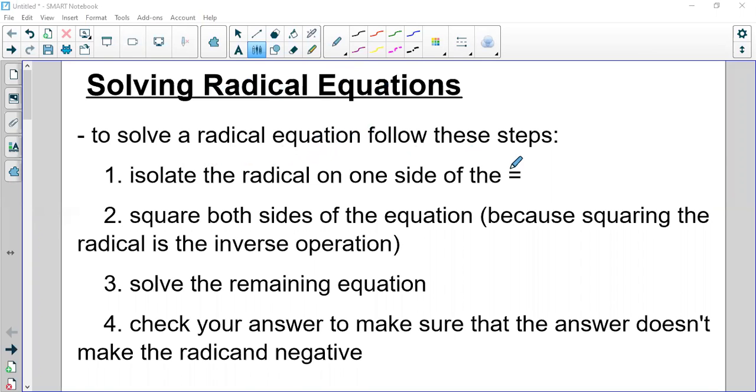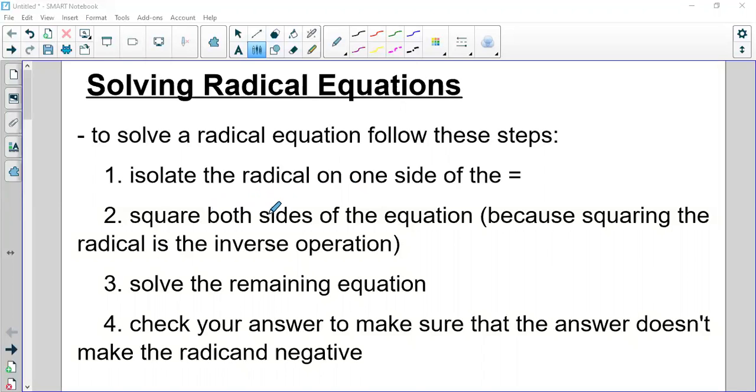So if there's a number outside the radical, adding to it, subtracting from it, multiplying it, whatever, you need to get that number to the other side of the equal sign. So you're isolating the radical the same way you've isolated just an individual variable. Step two, you have to eliminate that radical by doing the inverse operation. We always use inverse operations to solve equations. So the inverse of a square root is to square both sides of the equation.